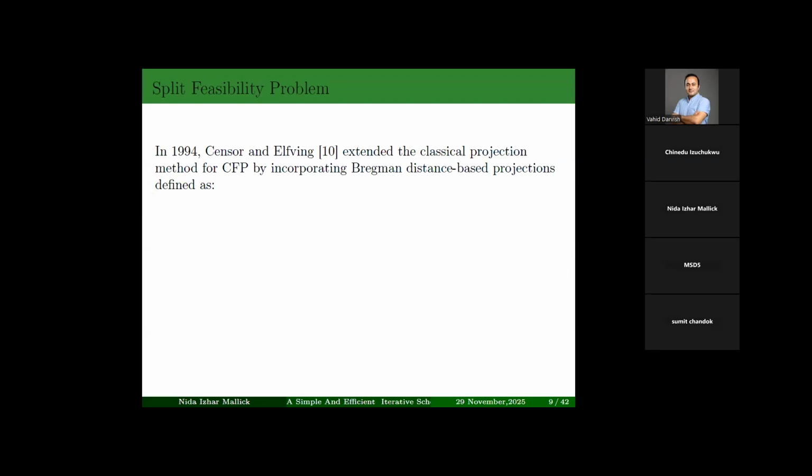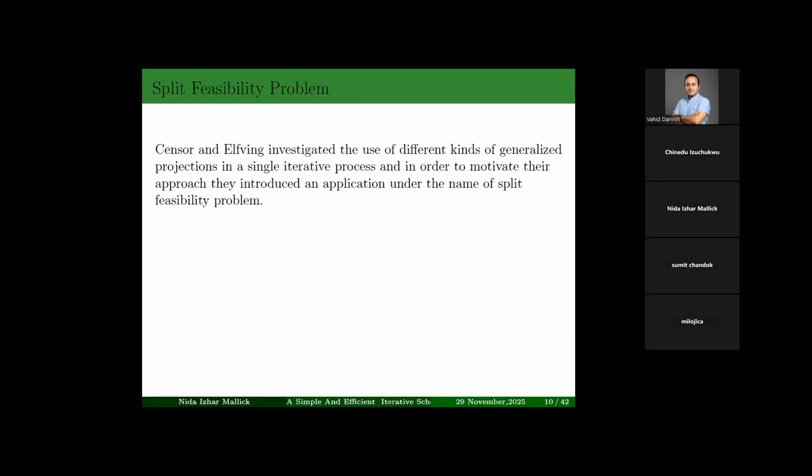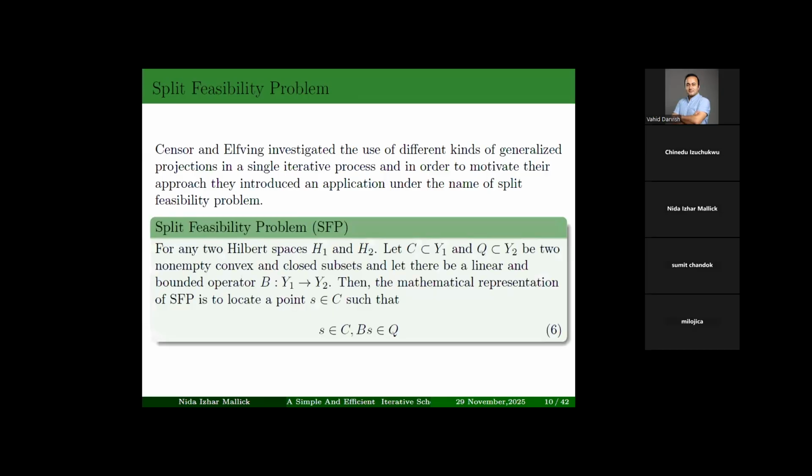Then in 1997, Censor and Elfving extended this classical projection method by using Bregman distance-based projections, which are defined by equation number 4 and 5. And they also used many different kinds of generalized projections in a single iterative process. And in order to motivate their approach, they introduced an application under the name of split feasibility problem. So this was the first time that a split feasibility problem got its proper name and definition.